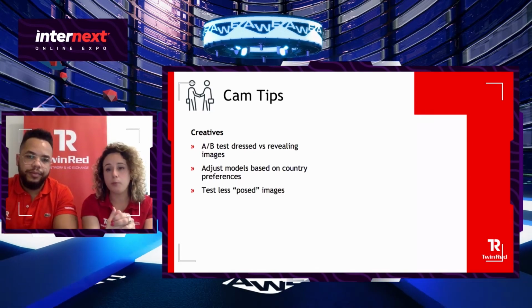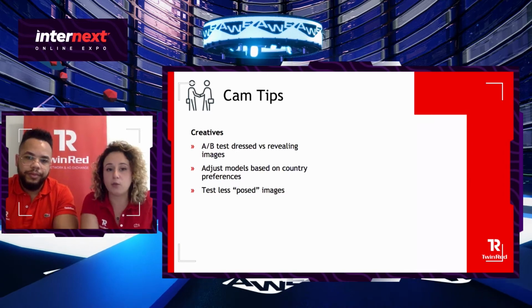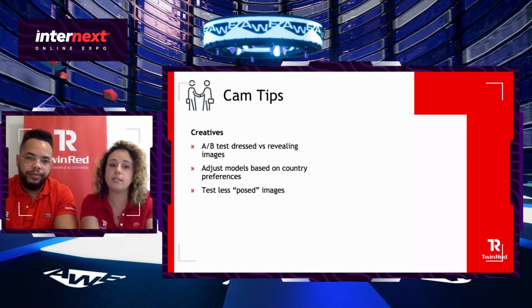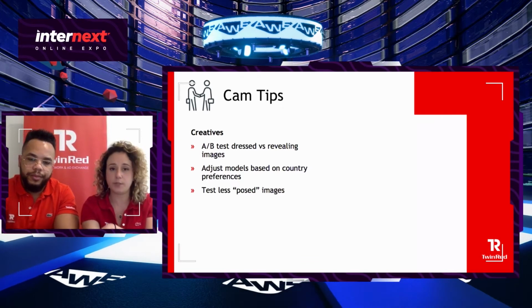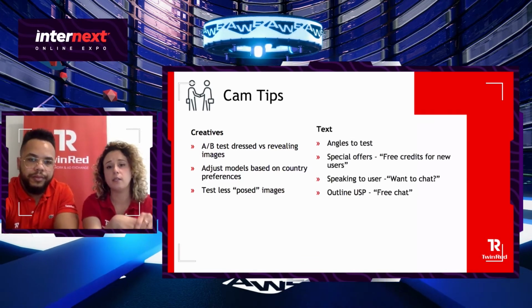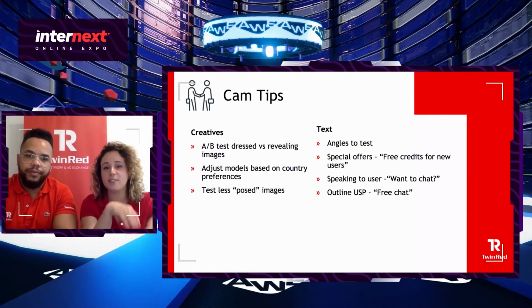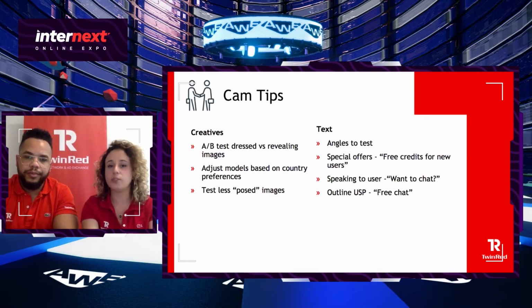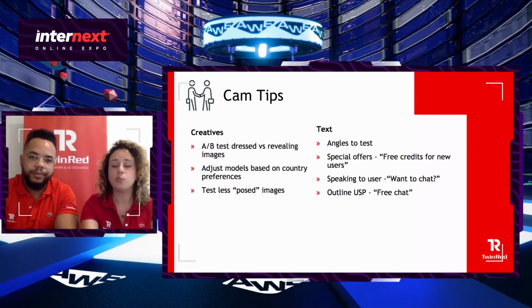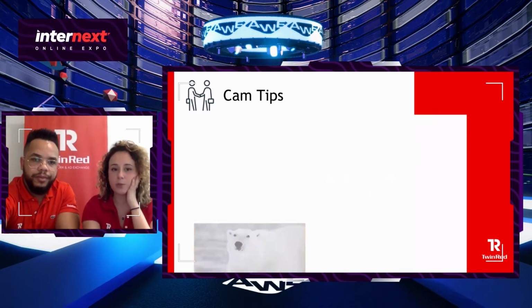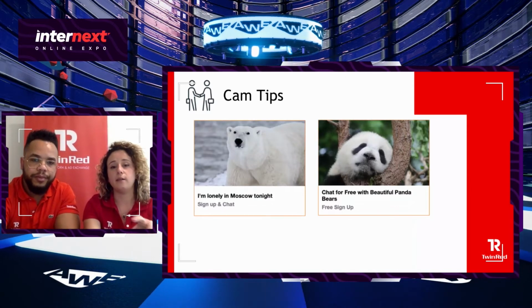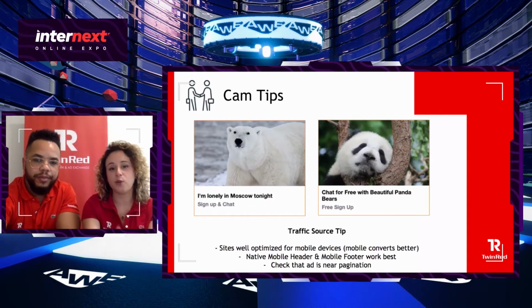It's really important to adjust models based on country preferences as well. So research what each country likes and test less posed images. On the text, do try special offers such as free credits, speaking to users, outline the USP. So we'll quickly run through a few more examples. So here's an example of using the macros and finding different bears for different audiences.